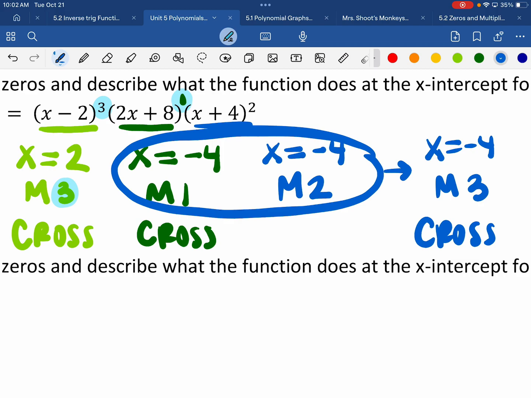Does that make sense? Because it wouldn't make sense to plot -4 and cross through it and then plot -4 again and bounce through it. That wouldn't make any sense. So what you would do is add them, because the multiplicity is just how many times it's occurring. Since it occurs once here and twice here, it's occurring a total of 3 times, and 3 is odd, so you would cross.